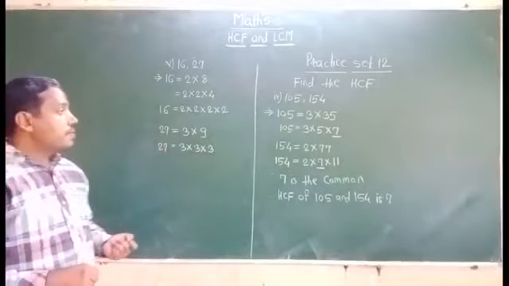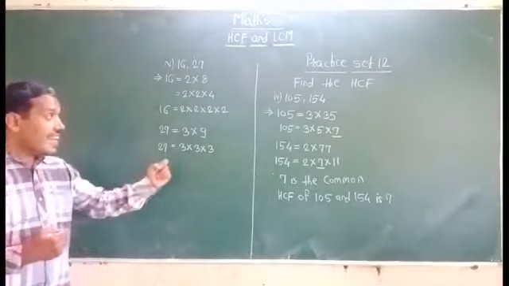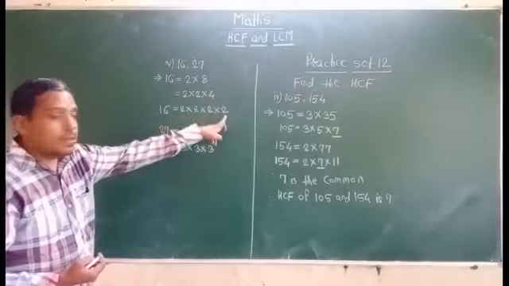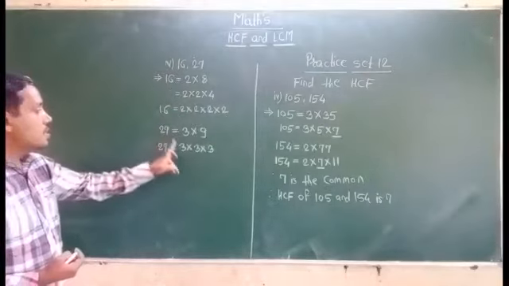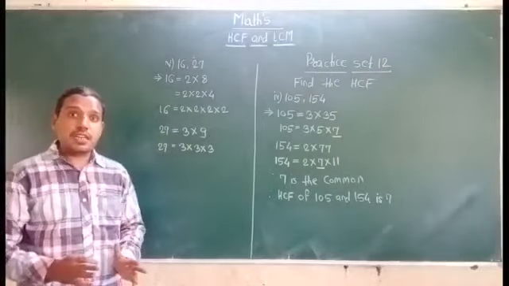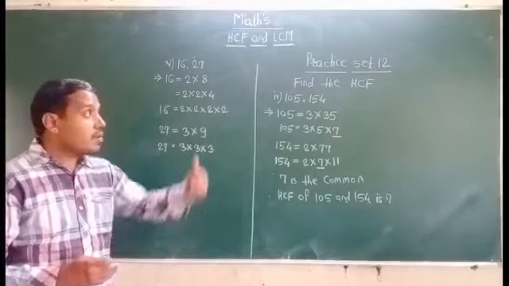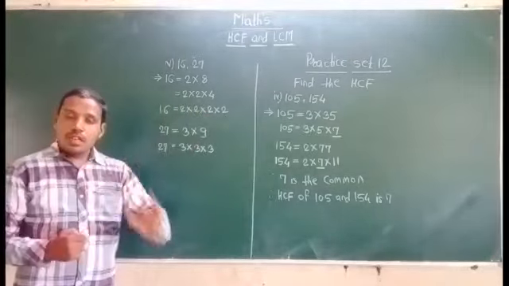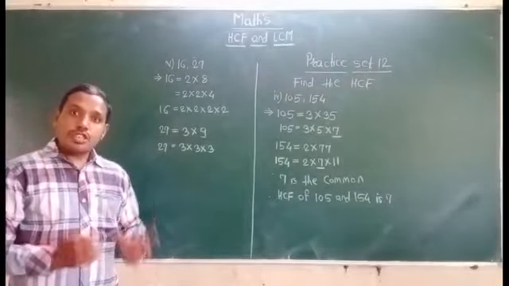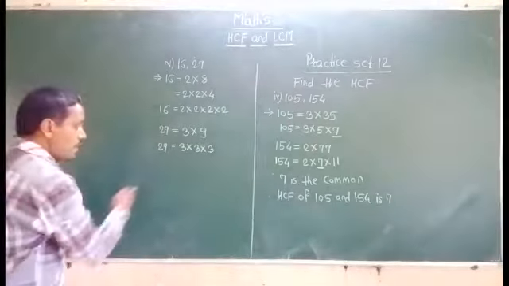Then observe carefully which one is the common one and then underline it. But in that example, the prime factor of 16 is 2 into 2 into 2 into 2, and the prime factor of 27 is 3 into 3 into 3. No factor is common to the two given prime factorizations. So how can we find the HCF of those numbers? If no common factor is given, the HCF of those numbers is 1.